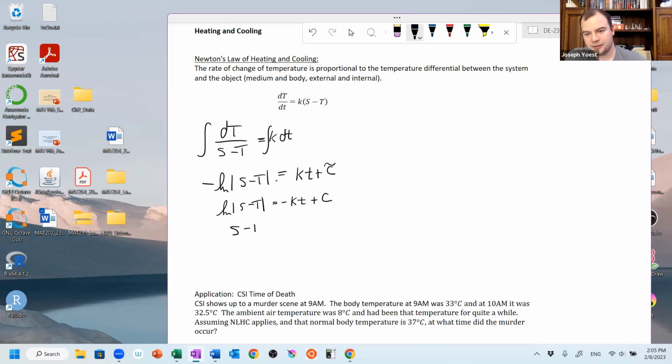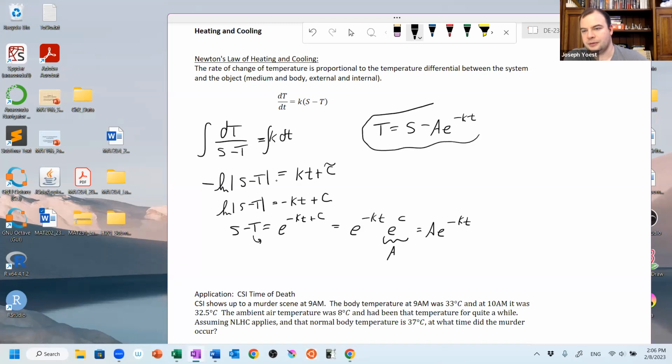Exponentiating. And I note that e to the minus kt plus c, that's this. And this is just some other constant, let's call it A. I can add T to both sides. I can subtract A e to the negative kt, and I get T equals this. That's my temperature at time t.